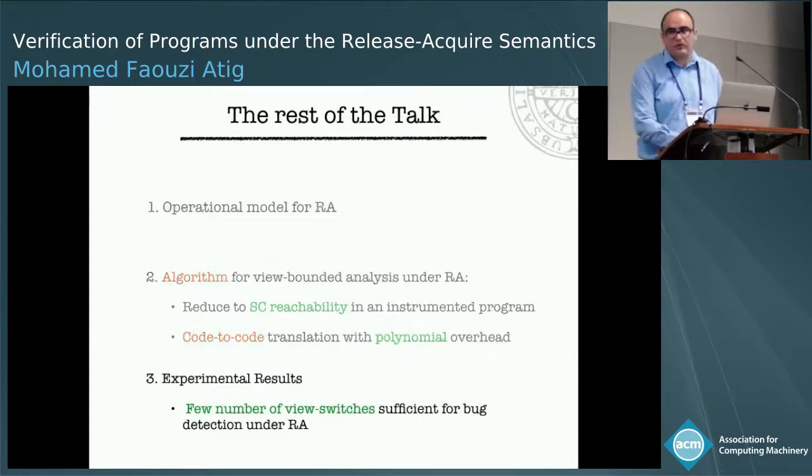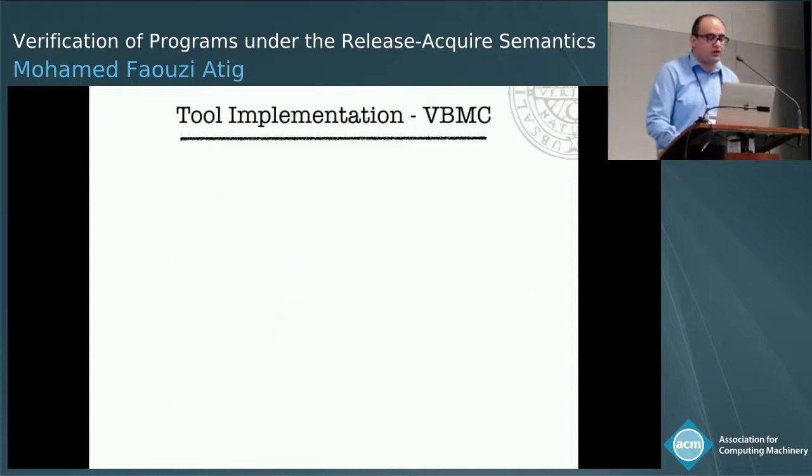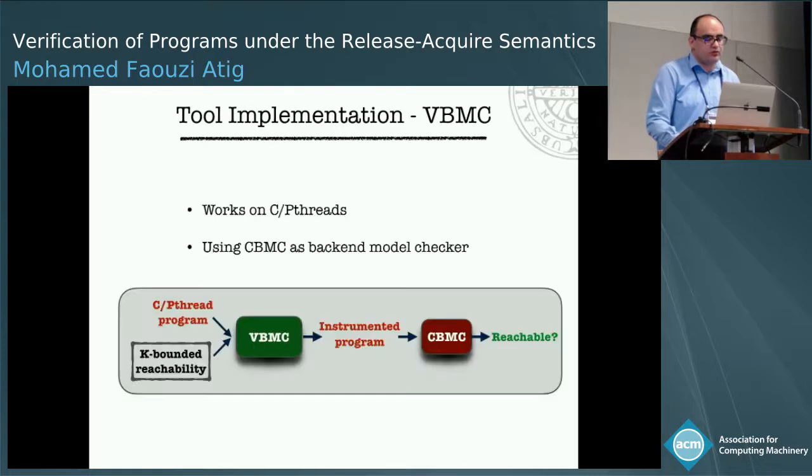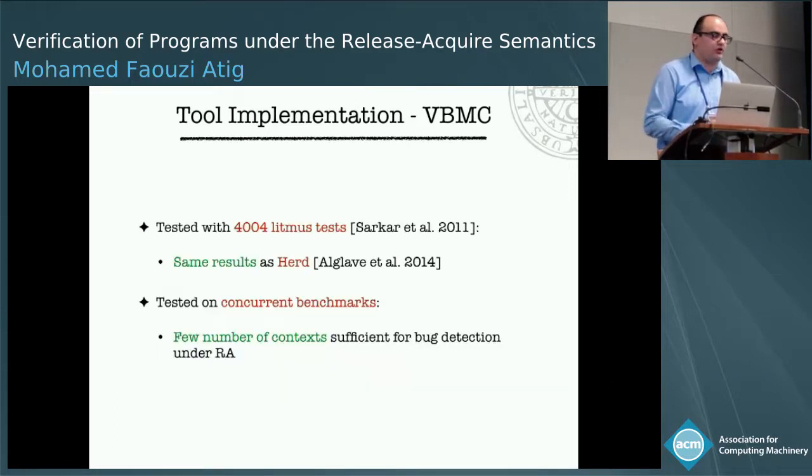So I will go quickly over the experimental results. We have implemented a prototype which is called VBMC, and this prototype is using CBMC as the backend tool for concurrent programs. Then we ran it over a number of litmus tests for sanity check, and also on some concurrent benchmarks, mainly mutual exclusion protocols. And what we observe is that we need only a few context or view switches for bug detection.